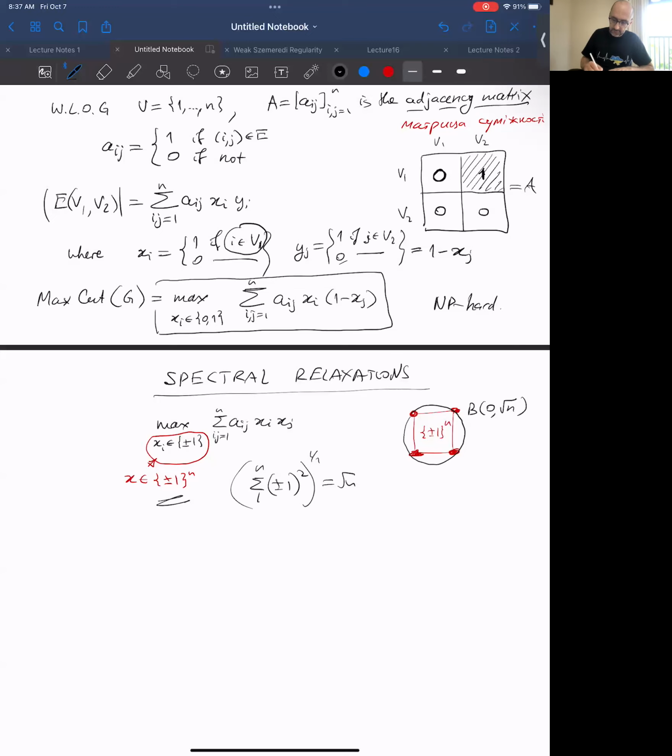So the spectral relaxation, and I'll explain the word spectral in a moment, is to replace the condition that x be in the discrete cube by the condition that x lie in the circumscribed round ball. In other words, the Euclidean norm is at most root n.